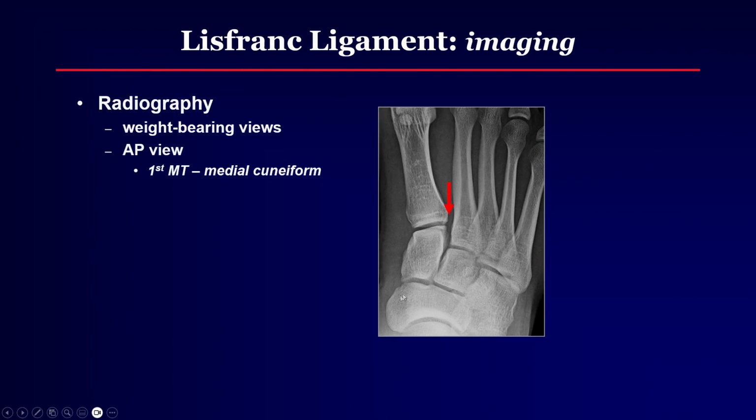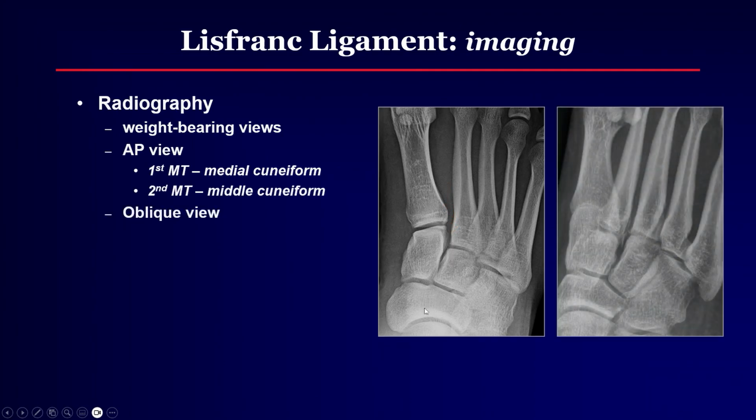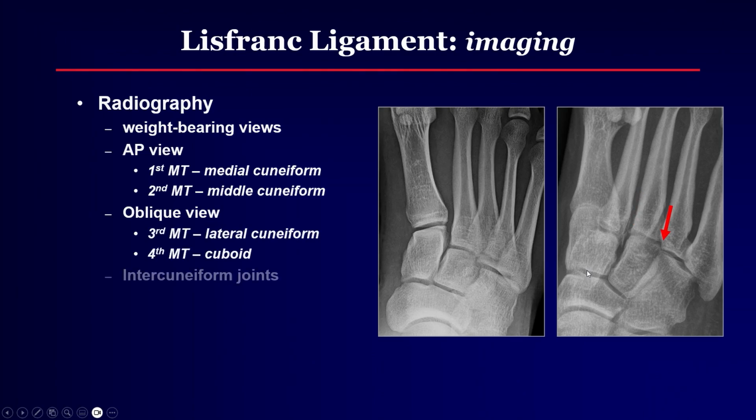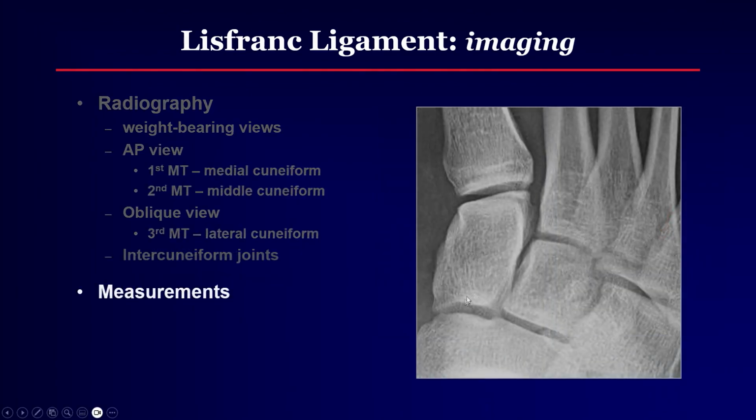Here you can see on the AP view, the medial cuneiform should line up perfectly with the first metatarsal, and then the middle cuneiform with the second. As we go to the oblique view, the third should line up with the lateral cuneiform and the fourth with the cuboid. So that's our normal anatomy.